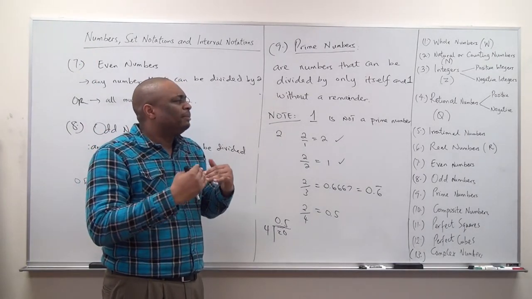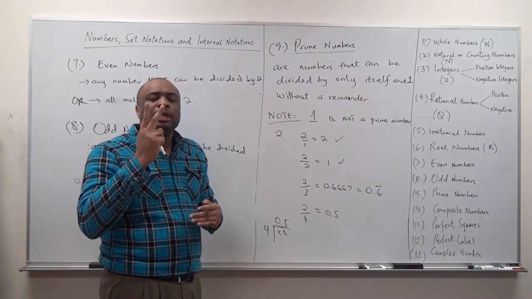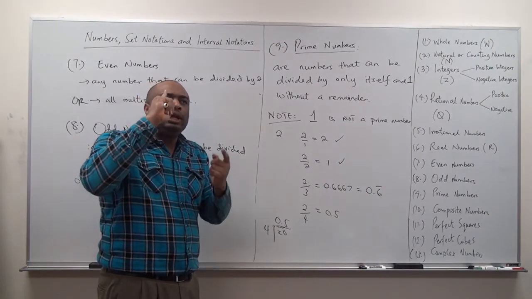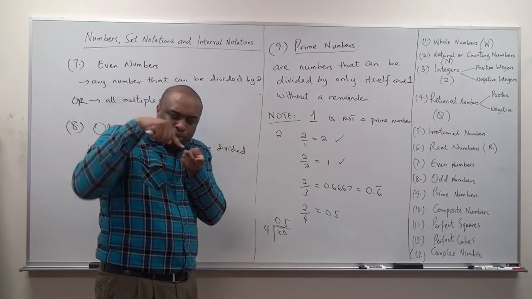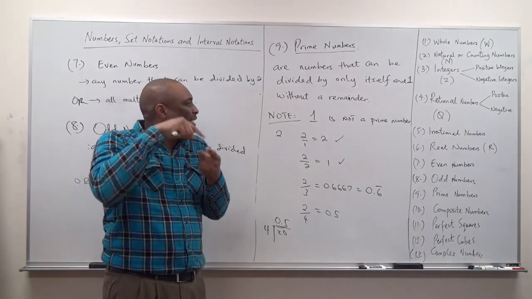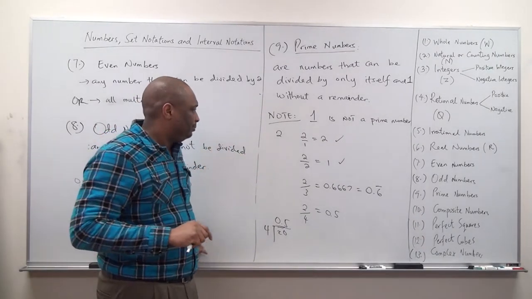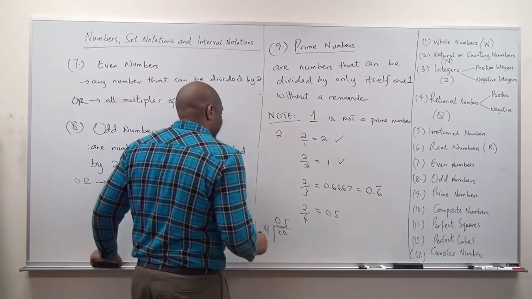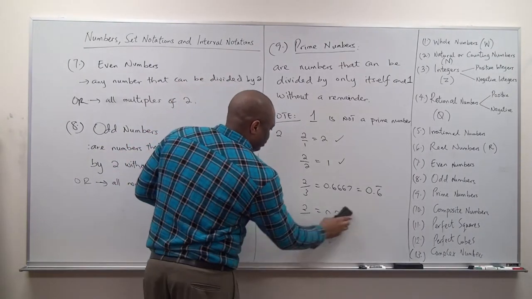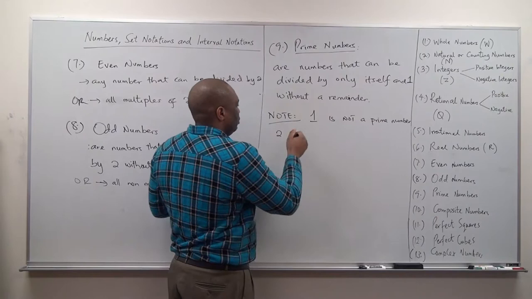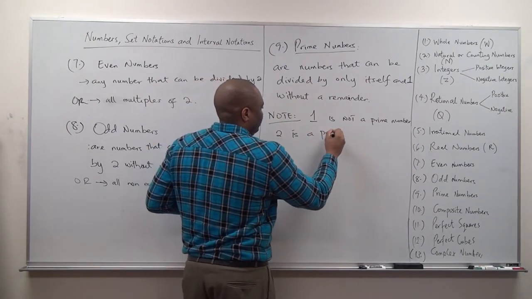So that tells you that 2 is a prime number, because 2 can be divided by only 1 and 2. Only 1 and itself, or itself and 1, without a remainder. So 2 is a prime number. So we say that 2 is a prime number.